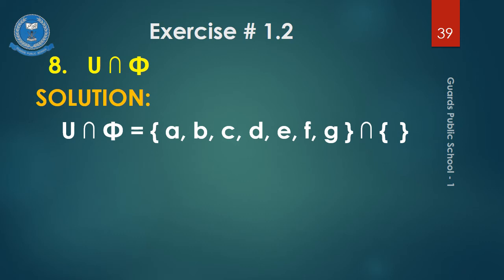Now tell me students, what is common between these two sets? Because null set contains no member, therefore no member is common between these two sets. So what should be the answer? Yes, the answer should be a null set because there is no common member between the universal set and null set. Therefore, the answer for the universal set intersection null set is also a null set.